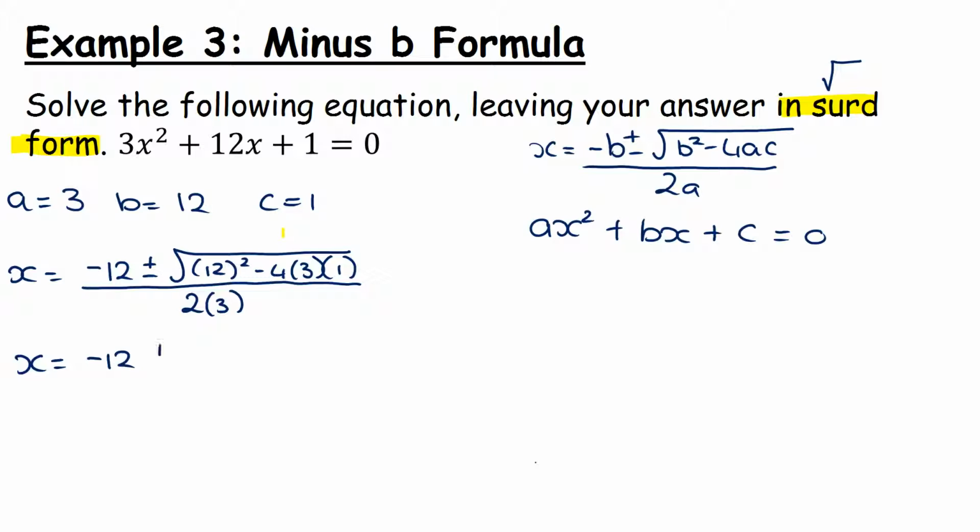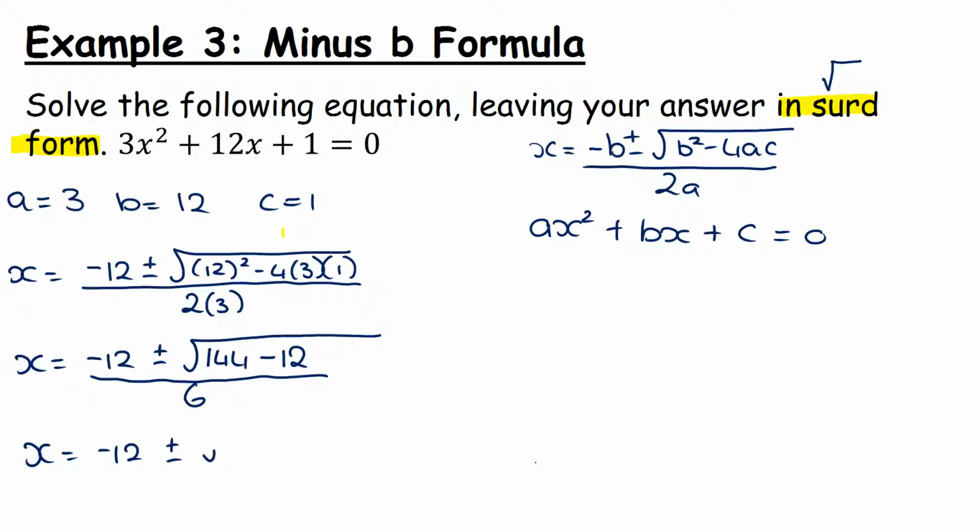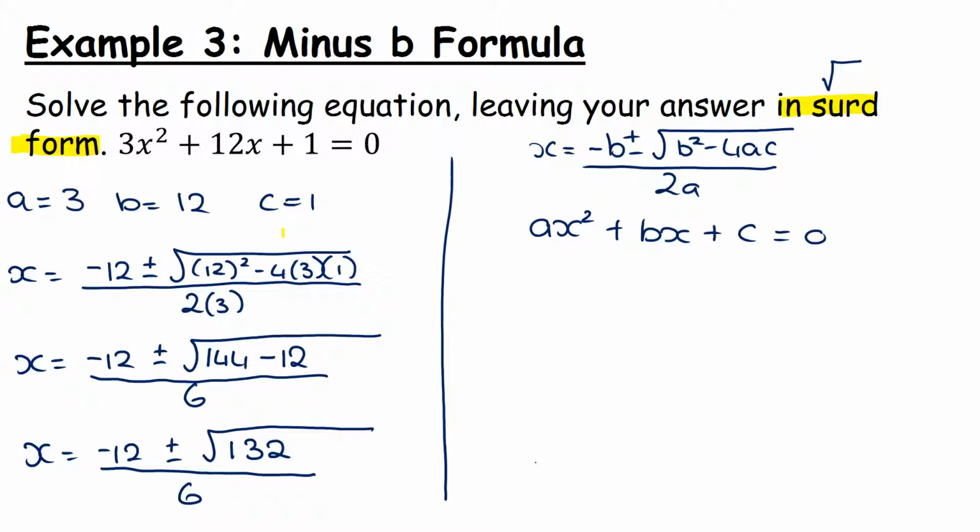It's minus 12 plus or minus the square root of 12 squared, which is 144, minus 4 by 3 is 12, by 1 is still 12, and that's all over 6. So to clean that up even more, plus or minus square root, and we have 132 all over 6. So let's go with our positive first. So x is equal to minus 12 plus the square root of 132 all over 6.